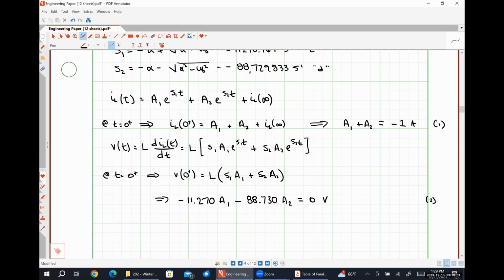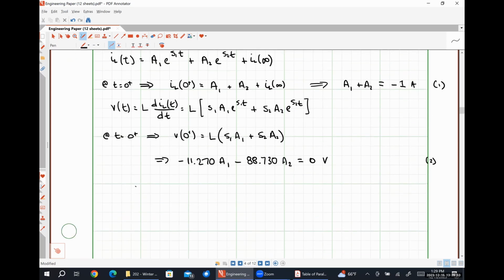And solving this system, I get A1 is equal to negative 1.14549. I'll just leave it as that. Amps. And A2 is equal to positive 0.145 amps.